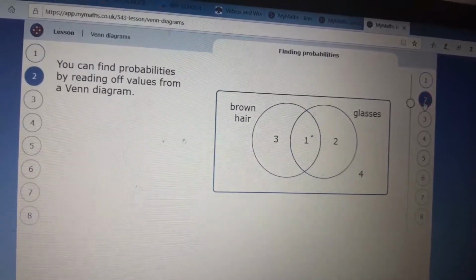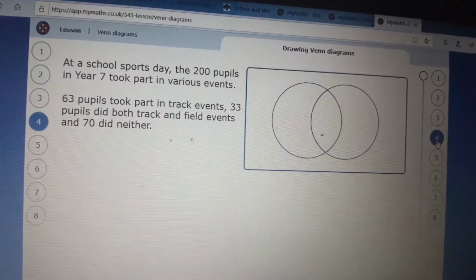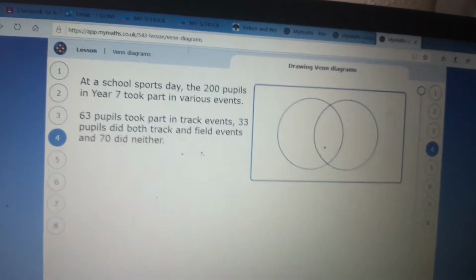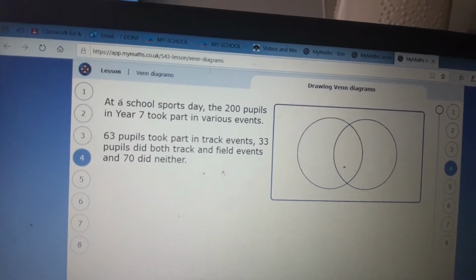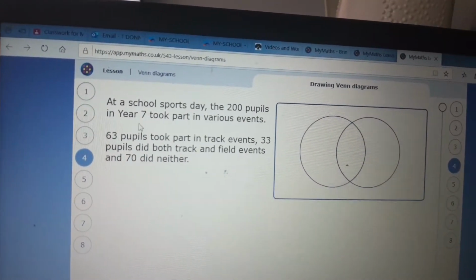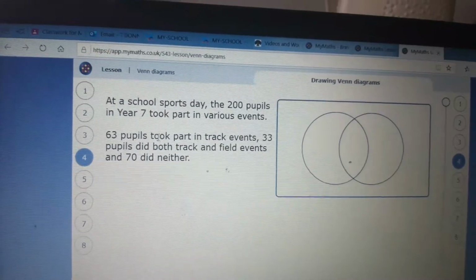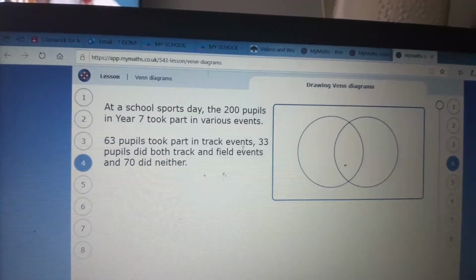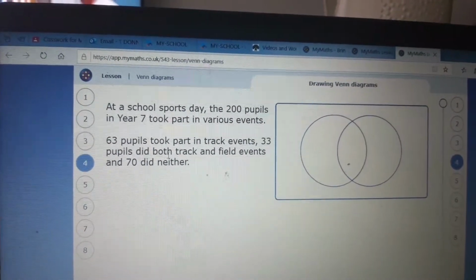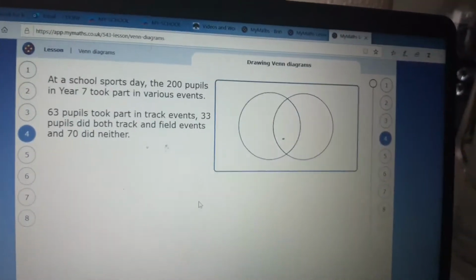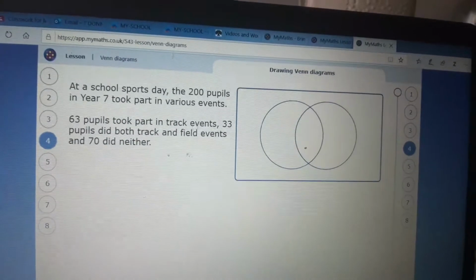So I'm going to have a little look at, so let's look at this blank Venn diagram at the moment. At a school sports day, 200 pupils in Year 7 took part in various events. 63 pupils took part in track events, 33 pupils did both track and field, and 70 did neither. So there's your information as you would get it in the question.